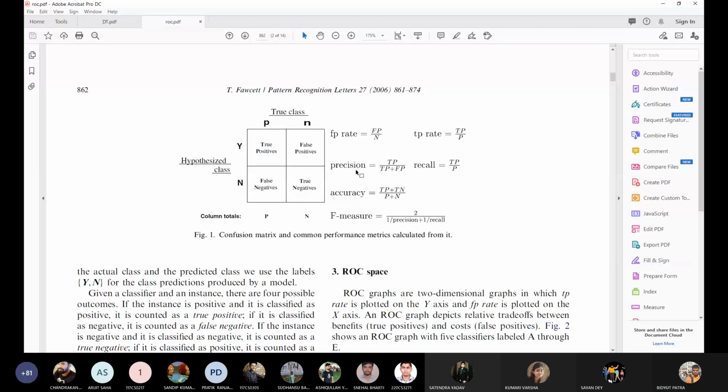Now, as I said, accuracy will be true positive plus true negative, that is TP plus TN divided by the total number of samples, P plus N. So accuracy is done. Now, to avoid this cost sensitivity, we introduce two special metrics: precision and recall. Please remember, precision and recall are used in many other domains. Even for corona positive or negative, they use the terms specificity and sensitivity, and sensitivity is exactly the recall.